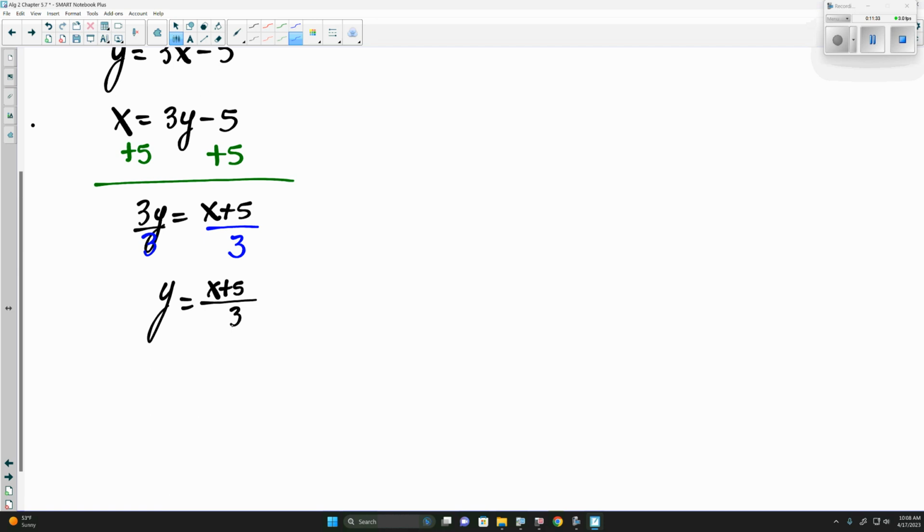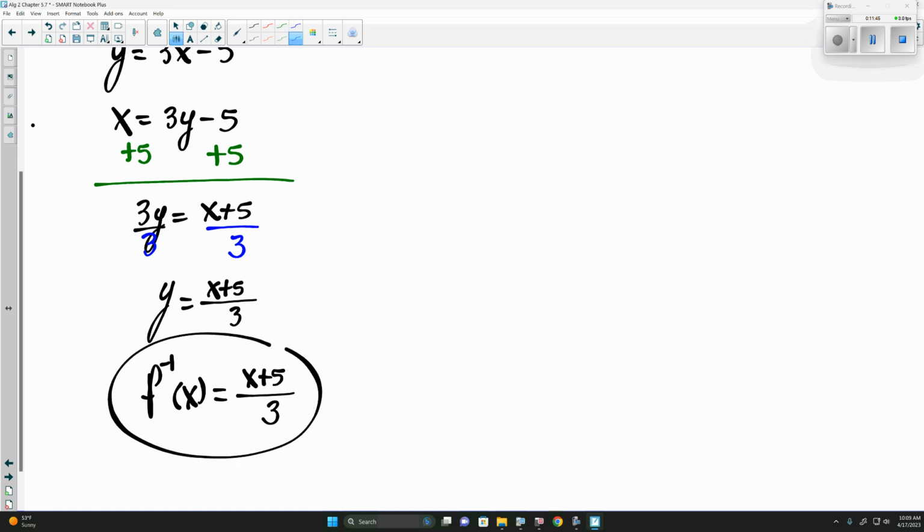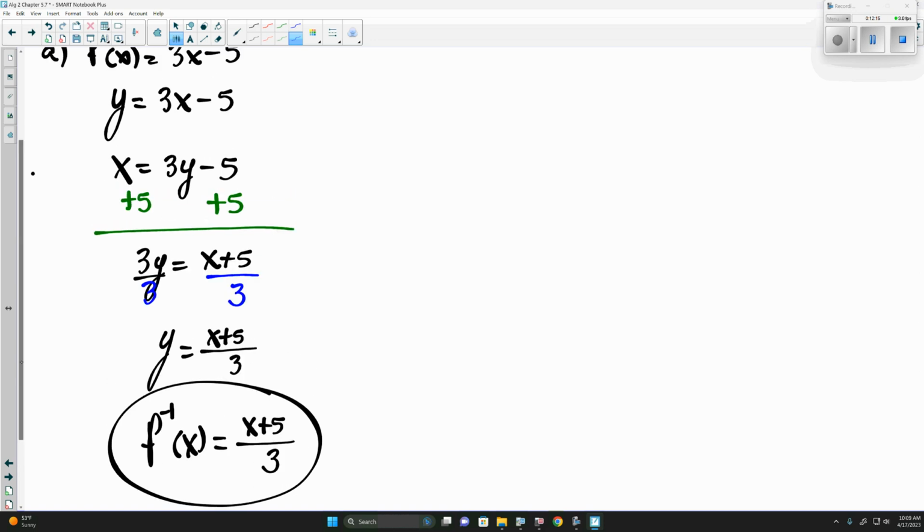So that gets us through step 3. Step number 4 is to replace y with f inverse of x, giving us the inverse function. Now, will we always use f inverse of x? Well, no. Because if the starting function was, say, g of x, we would use g inverse of x. We would replace the f with g. Or if we started with h of x, we'd have h inverse of x. We're just using f here because that's what it started with. Any questions on this here?